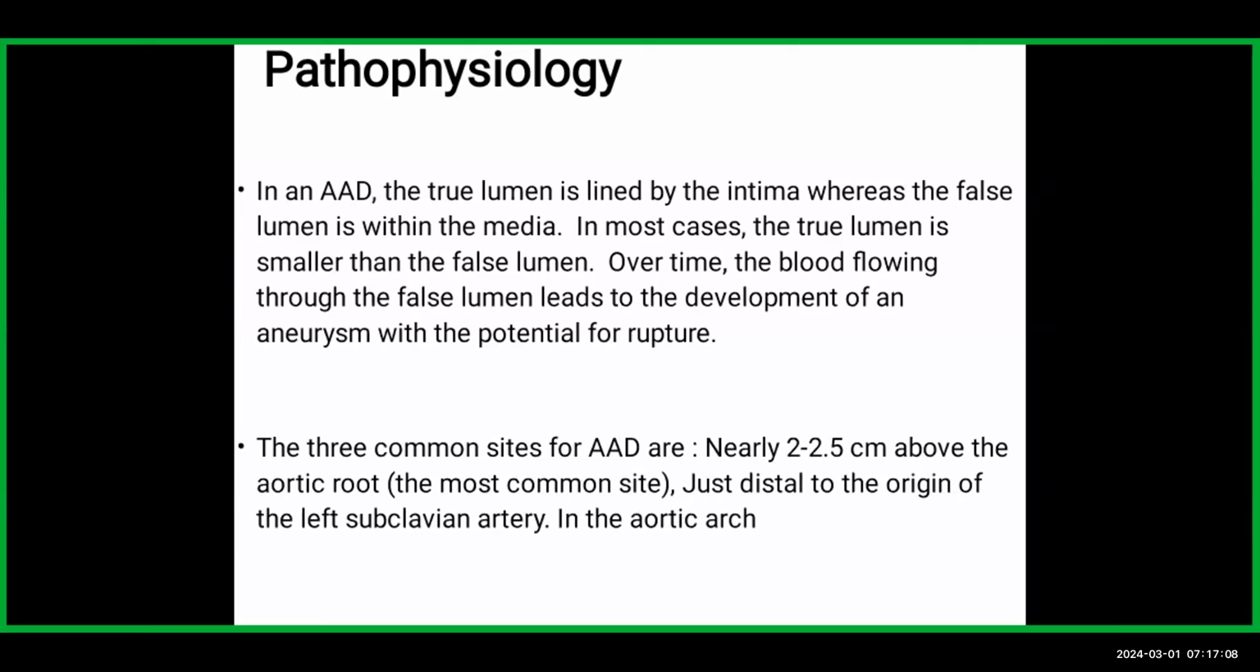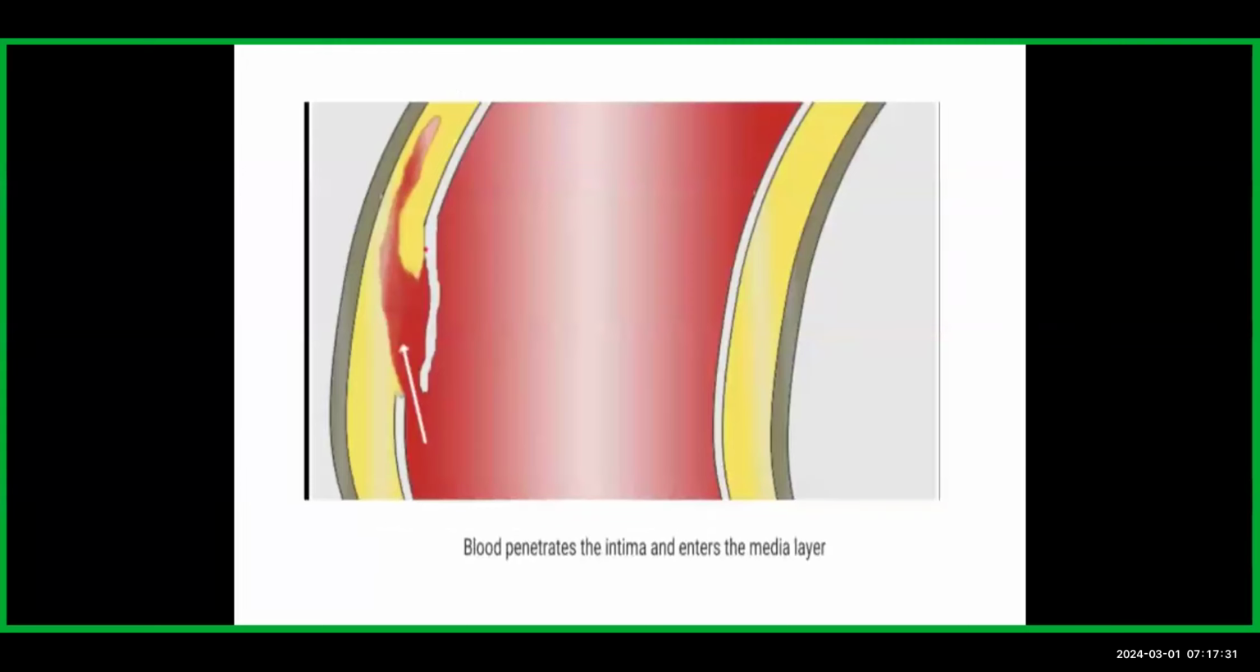The common sites of aortic dissection include nearly 2 to 2.5 cm above the aortic root. This is said to be the most common site. It's just trying to depict where you have that DeBakey type 1, 60% occurring. The other area is just distal to the origin of the left subclavian artery and also at the level of the aortic arch.